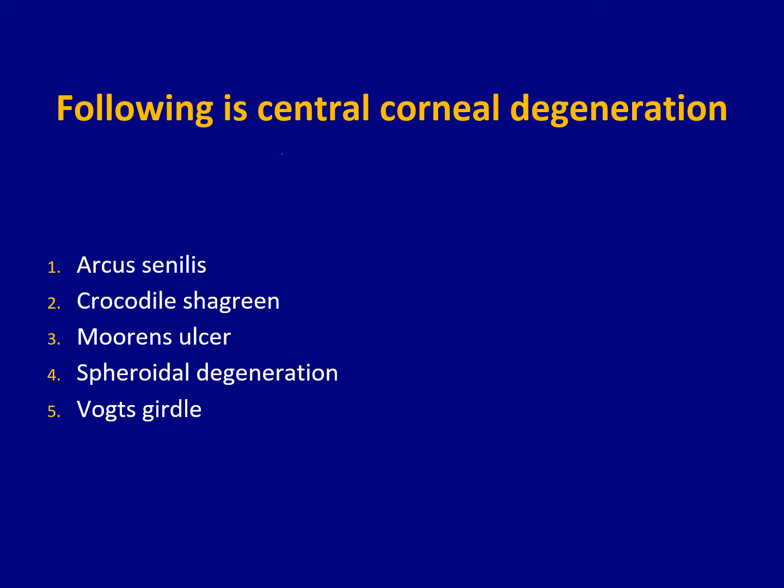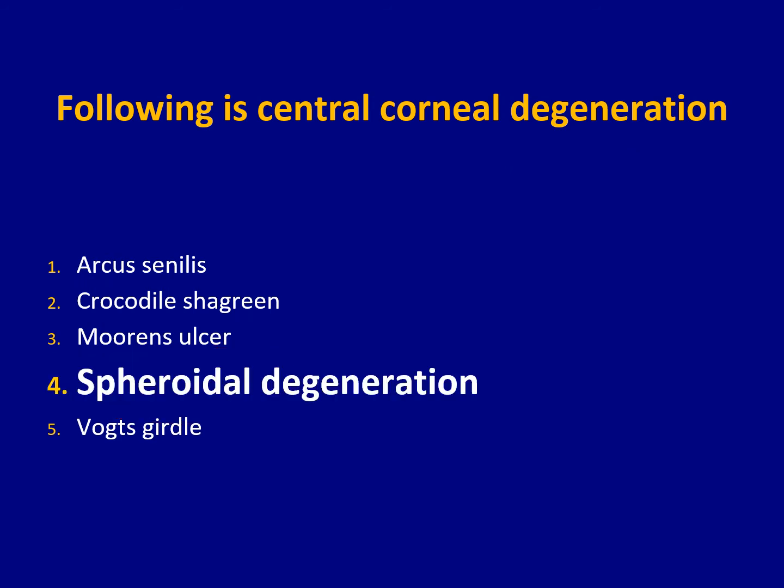Following is the central corneal degeneration. Just one change in the name. This one is peripheral, peripheral, peripheral, peripheral. So we are left with the spheroidal degeneration. So the answer is spheroidal degeneration. And the spheroidal degeneration is confirmed.